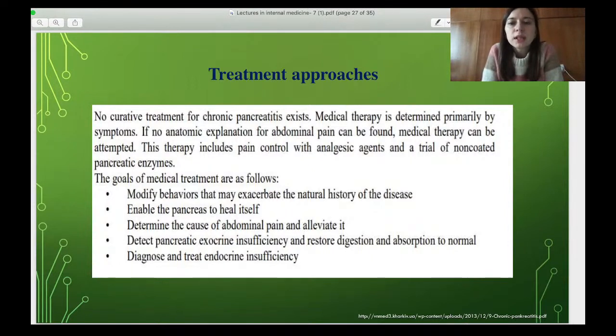The goals of medical treatment are the following: modify behaviors that may exacerbate the natural history of disease, enable the pancreas to heal itself, determine the cause of abdominal pain and eliminate it, detect pancreatic exocrine insufficiency and restore digestion and absorption to normal, and diagnose and treat endocrine insufficiency.